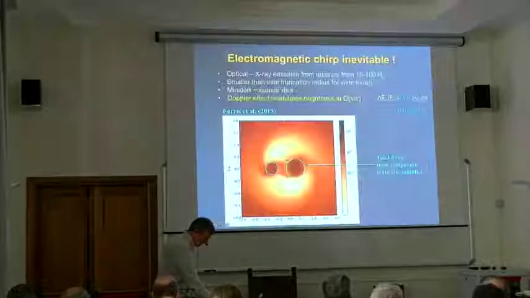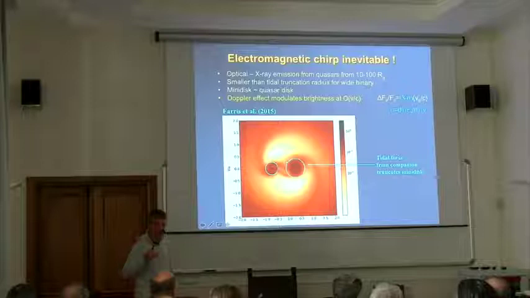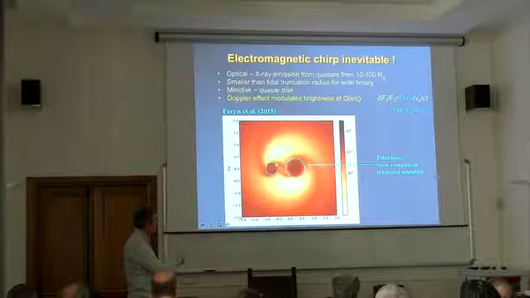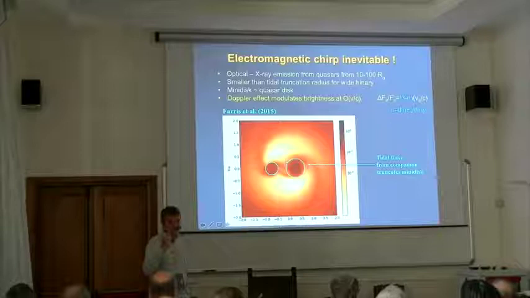I'm going to try to go fast because I want to go to my last point, which is that periodic variability, even if you didn't have the hydrodynamical fluctuations, would be inevitable due to relativistic effects. So you have two black holes, and they're accreting, and they're in orbit. This is a very simple point. If the black hole is moving at a significant fraction of the speed of light, when it's bright, it's a moving light bulb, so it cannot be seen stationary on the sky.